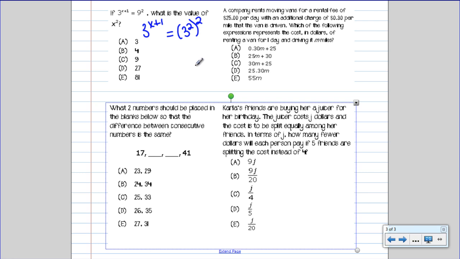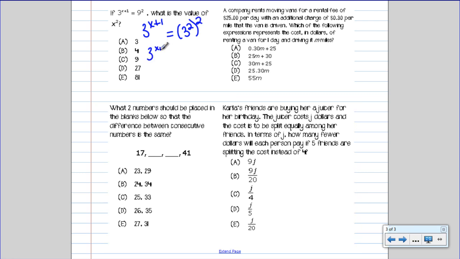Now I'm going to use my properties of exponents. It tells me that when I have a problem written like this, I have to multiply the exponents. So I end up with 3 to the x plus 1 equals 3 to the 4th, because 2 times 2 is 4. Now they have like bases, I can just pull the exponents down. x plus 1 equals 4, and solve for x. Well, that will tell me that x equals 3. So to figure out the value of x squared, I'm going to plug it in. 3 squared, that clearly equals 9, so the answer is C.